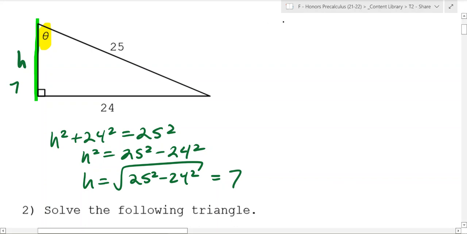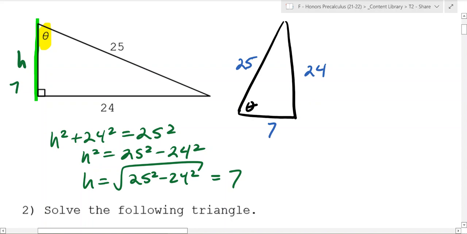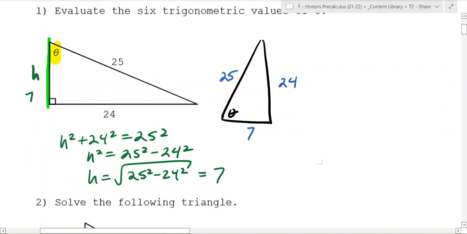And here's a trick I use in my head when I do these. I like to rotate it so that the theta value is right there. This is just what I do. You don't have to, but it's going to be 25. This will be 24 and 7. I've just rotated it. It doesn't change the values of the trig functions.